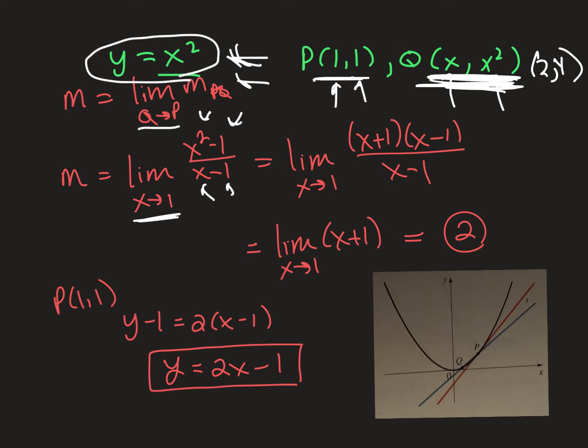The reason we're doing x approaches 1 is that's the x coordinate in point P. Now I'm going to factor the numerator right there, because when I do that, it cancels with my denominator, and I just get the limit as x approaches 1 of x plus 1. To work that out, you can do direct substitution. You can plug the 1 in right there. 1 plus 1 is 2. So that's the slope of our tangent line, because that's as close as you can get to point P.